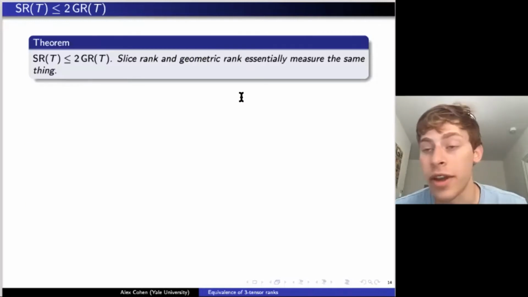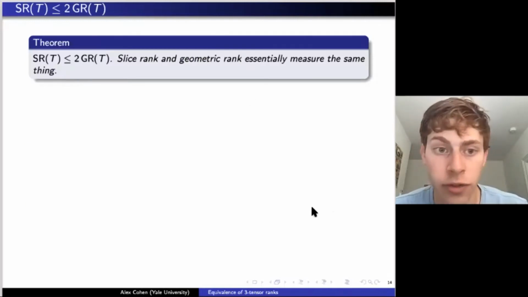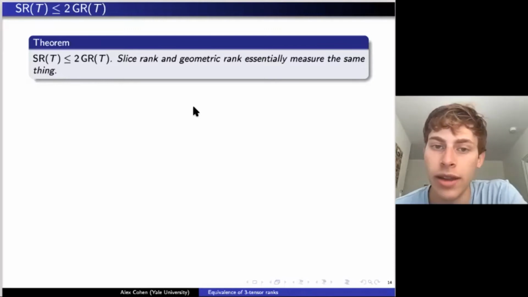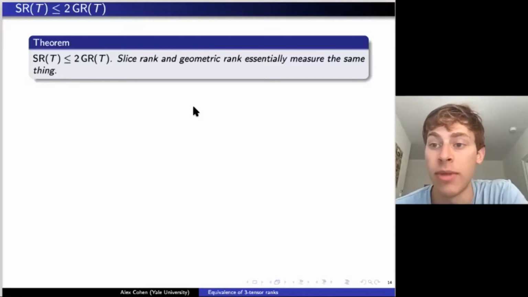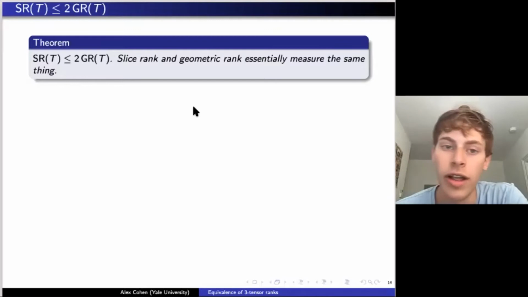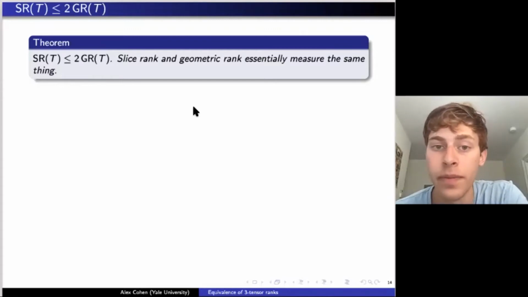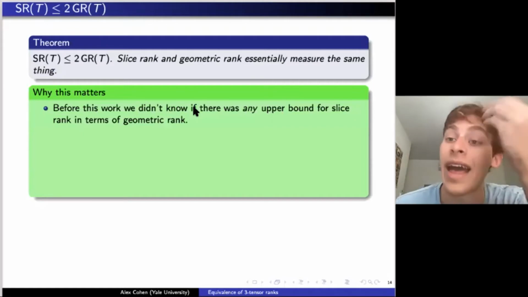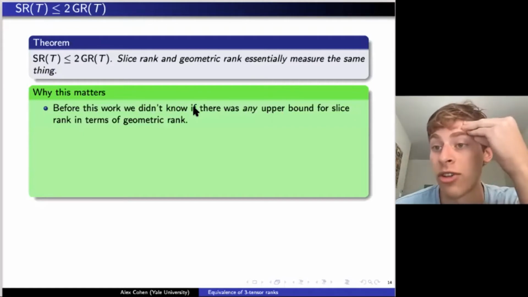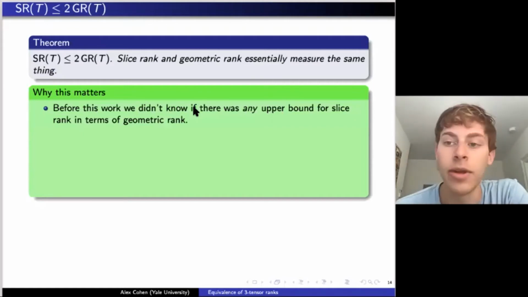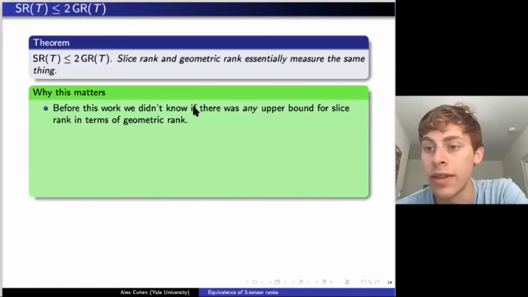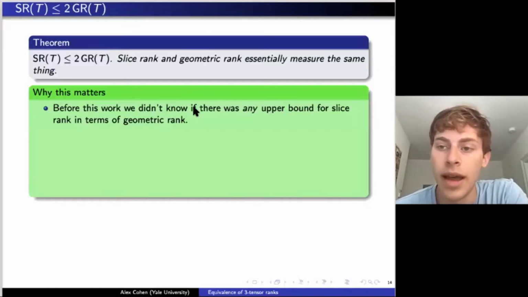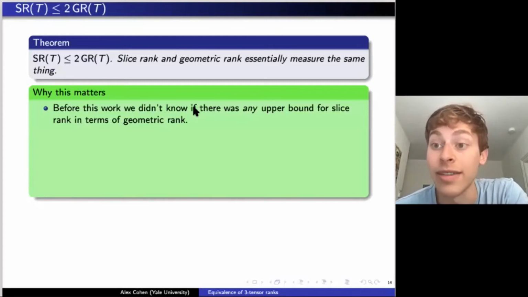Okay, so here's a theorem, which we proved. Slice rank is bounded above by twice the geometric rank. In other words, if the kernel has small codimension, the slice rank is small. Before this work, we didn't know if there was any upper bound for slice rank in terms of geometric rank. We thought it might be possible that the geometric rank could be 2 and the slice rank could be unbounded. But it turns out that's not possible. There's an upper bound, and in fact, there's a linear upper bound.